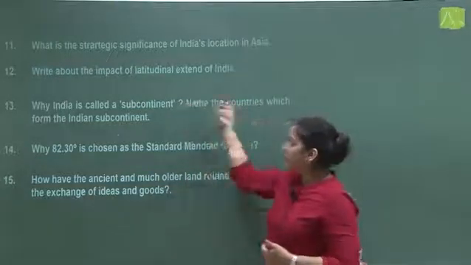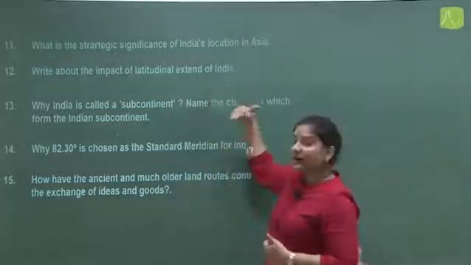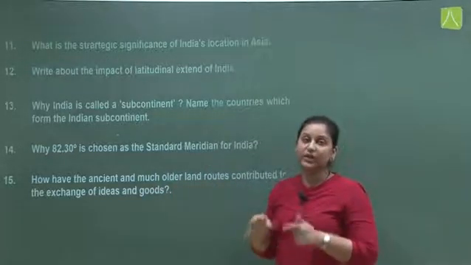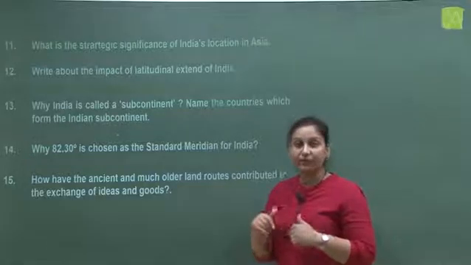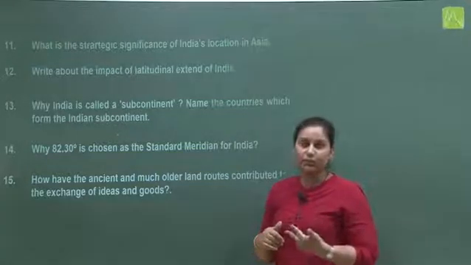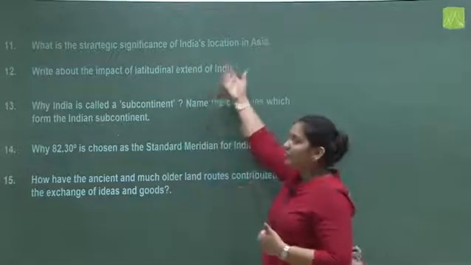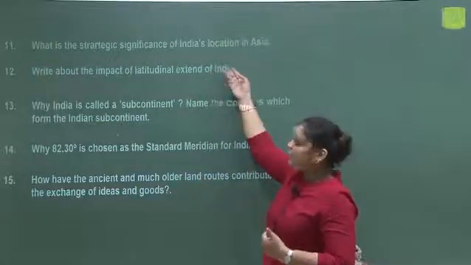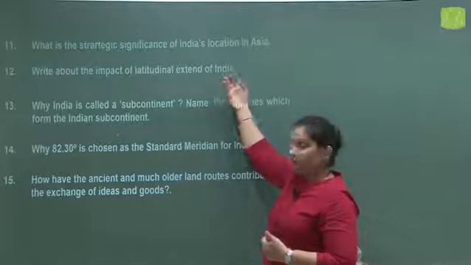You can also write that our location is a location of prime importance because of the connectivity we have with respect to land, air and water. So, you can write here 3 points, 4 points, 5 points. There is no limit for writing about the strategic significance of India's location.